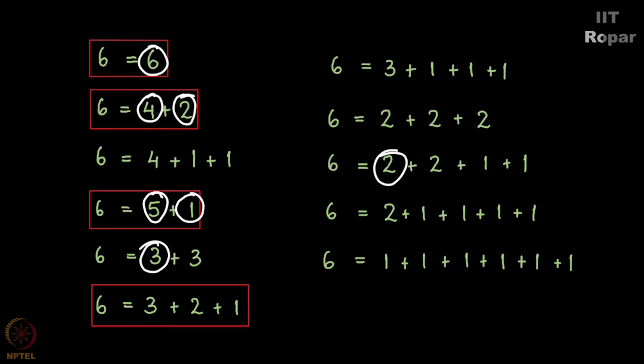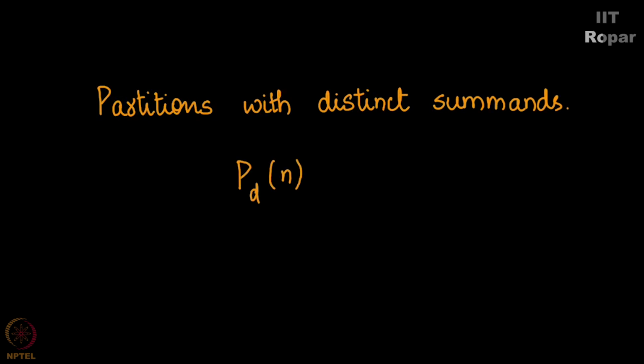What did we see? We saw that all of them have distinct summands. The partitions with distinct summands, right? I'm going to write them as PD of n. For n in general, we have seen what PD of 6 was. D stands for distinct, right? Which is in the subscript. So PD of n, or PD of 6 for n equals 6, is 4, right?